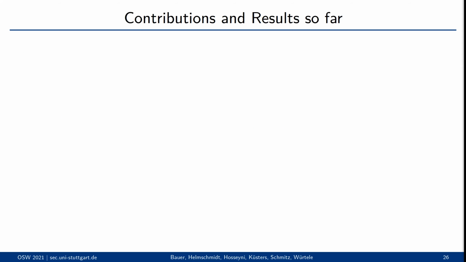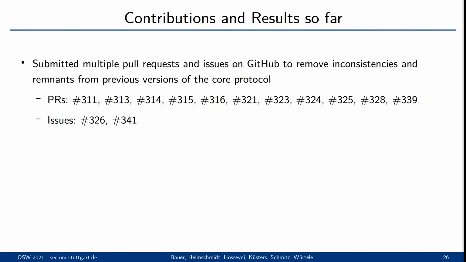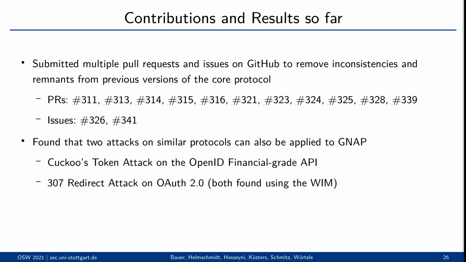What results has my work yielded so far? I submitted multiple pull requests and issues on GitHub to remove some inconsistencies and remnants from previous versions of the core protocol. And these are the numbers of the pull requests and the issues. And then I also found that 2 attacks on similar protocols can also be applied to GNAP.